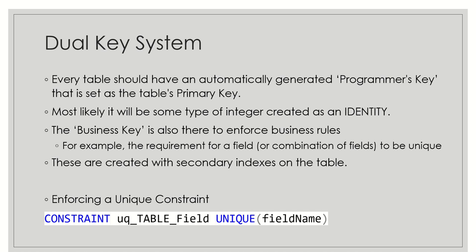The dual key system is a way for us to not only maintain a key that is used for relationships, but also maintain a key that is used for uniquely identifying each record. Now, in previous designs, we've used the same field for both of those, but usually we use a field that represents one of those things really well and sort of falls short of meeting the other mark.